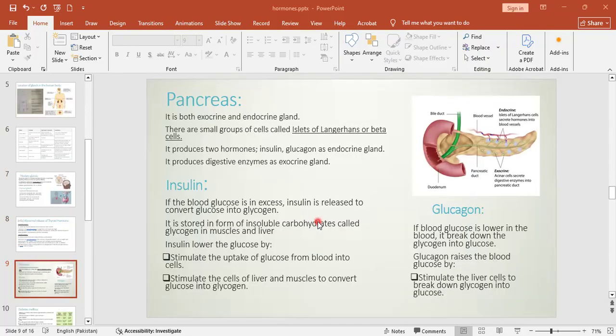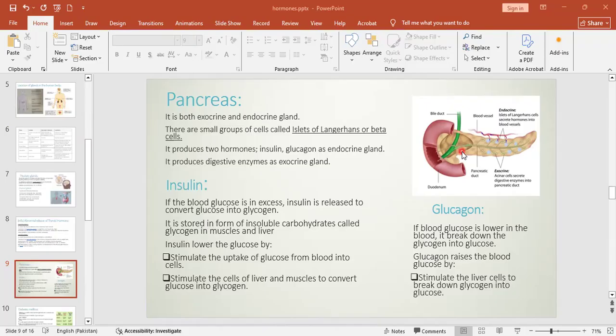Now, coming to the major part, the pancreas, it is both exocrine and endocrine. This is how the pancreas looks like. It's a leaf-like structure. It's exocrine because it releases digestive enzymes. Which digestive enzymes does it release? Lipase, and it releases trypsin. Trypsin acts on proteins. It's a protease enzyme. Lipase acts on lipids, converting them into fatty acids and glycerol, and then it also has pancreatic amylase, which acts on starch and converts it to maltose.